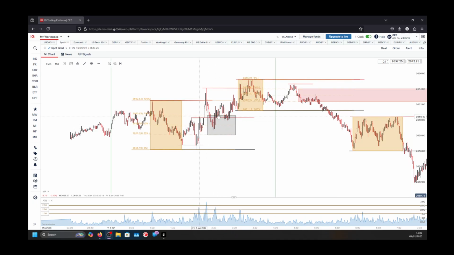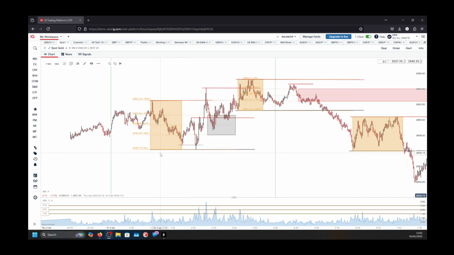and now the method I'm using, I'm able to put in limit orders, knowing where I'm putting my stop and my take profit before, without even thinking about it.